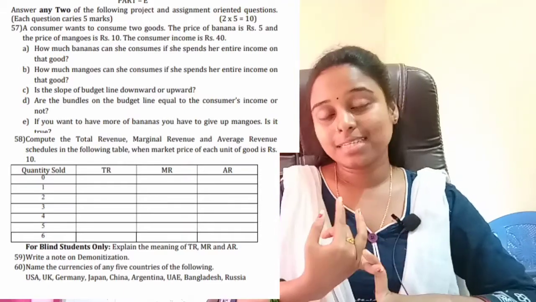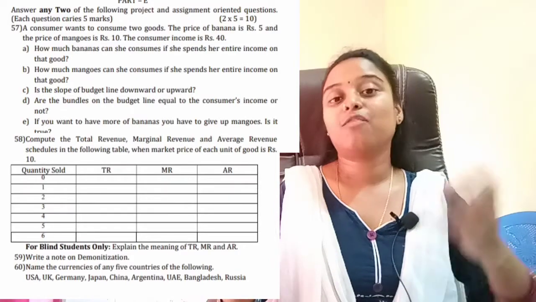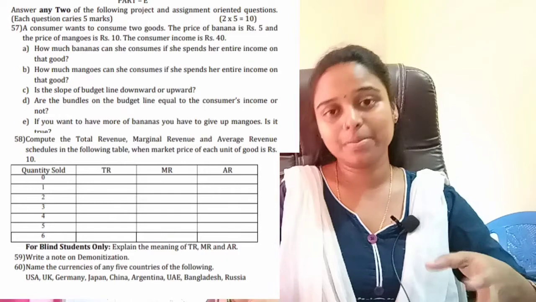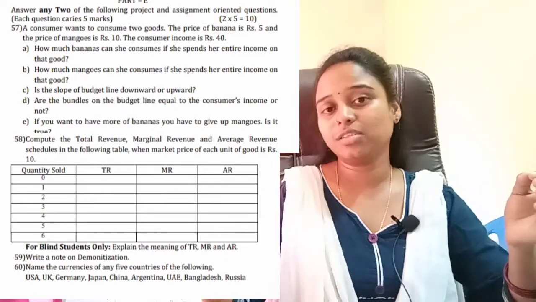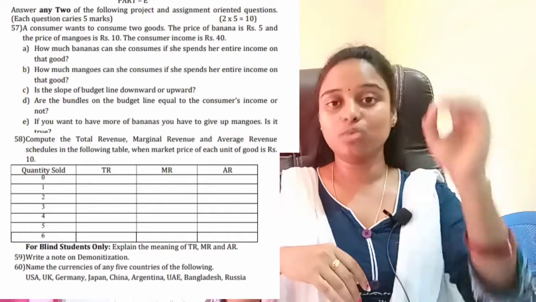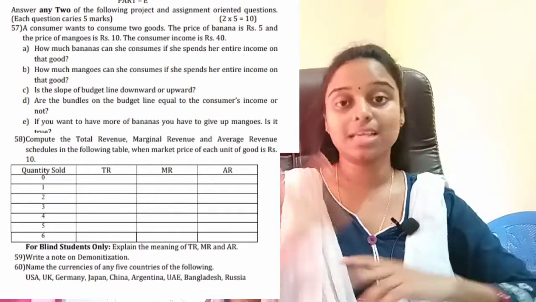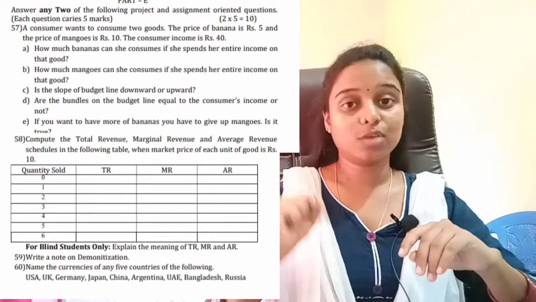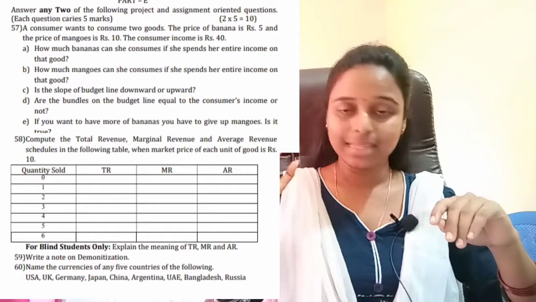So United States, it is US dollar. For Bangladesh it is Bangladeshi Taka. For China it is Chinese renminbi. For Japan it is Japanese yen, right? So any 5 currencies, just mention the currencies, write the country and mention its currency, and you will get full 5 marks. Then the first question, that calculation of how many bananas and how many mangoes a person can consume, that is also very easy.